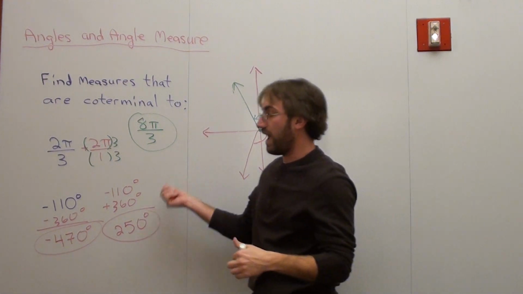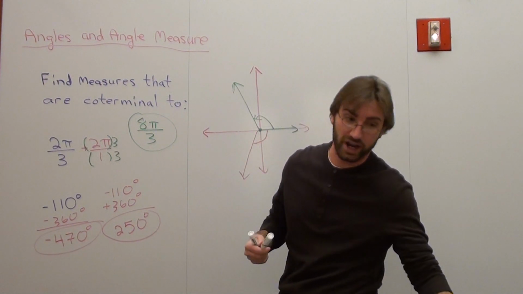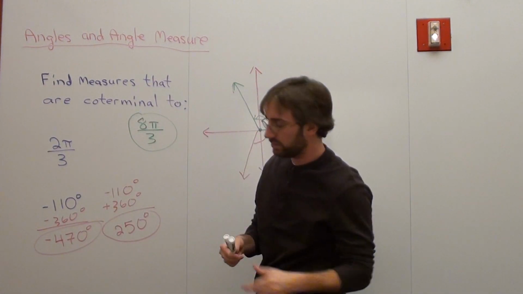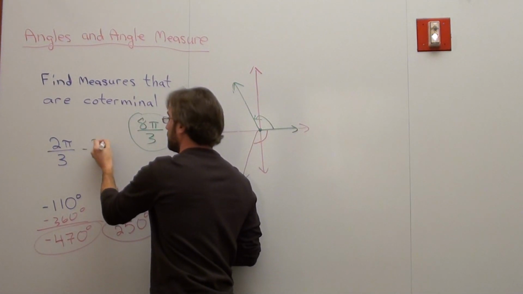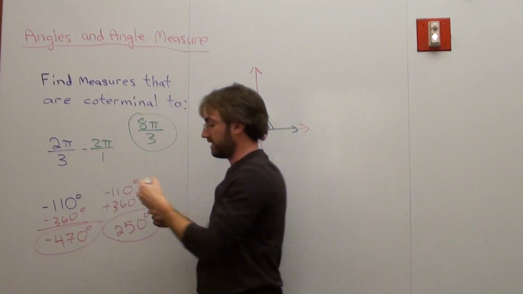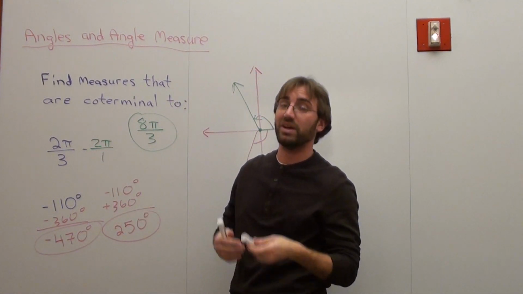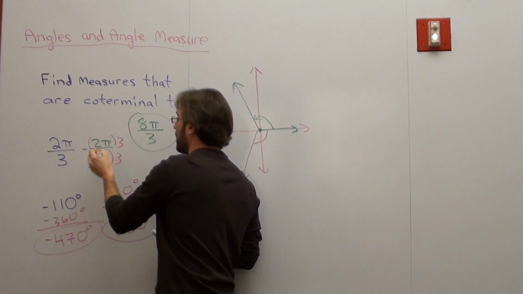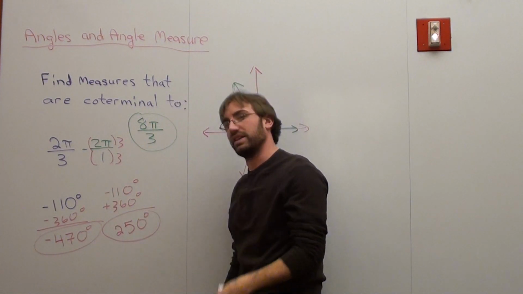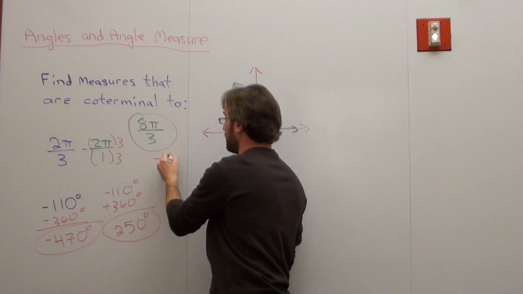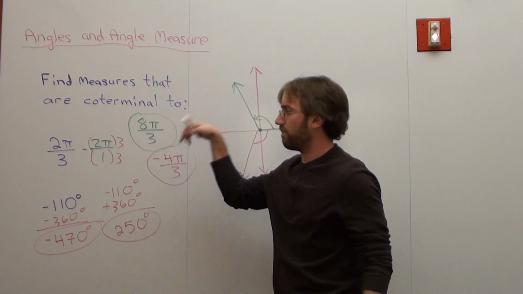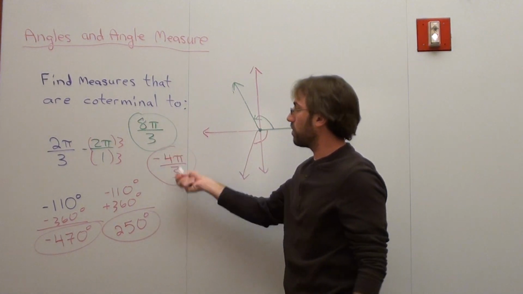If I don't want to add 2 pi, let's say I want to subtract 2 pi. And we can do that too. Can't subtract that because the denominators aren't the same. Get the denominators to be the same. That's negative 6 pi plus 2 pi, that's negative 4 pi over 3. Let me just double check that. Perfect. So those are coterminal angles.